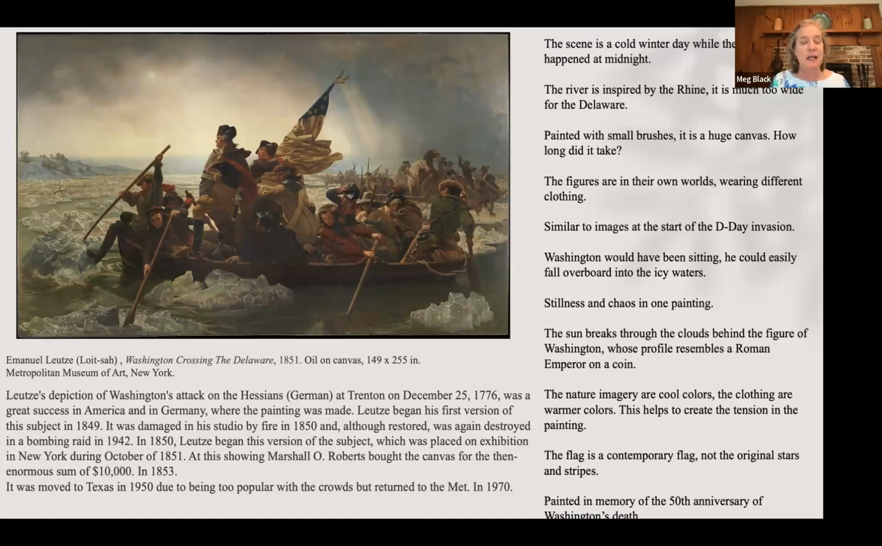In 1850, Leutze began this version of the subject, which was placed on exhibition in New York during October of 1851, and it was instantly purchased by Marshall O. Roberts for $10,000, which was a huge sum of money at the time. It was moved to Texas in 1950 because it was too popular with the crowds. And so they sent it to a museum in Dallas for like 20 years, thinking, well, maybe it won't attract as many people in Dallas. I don't think that worked very well, but it was returned to the Met in 1970.